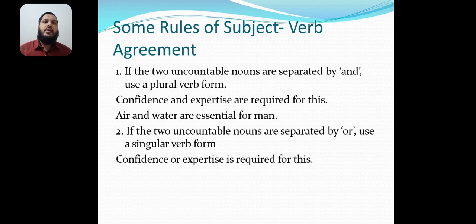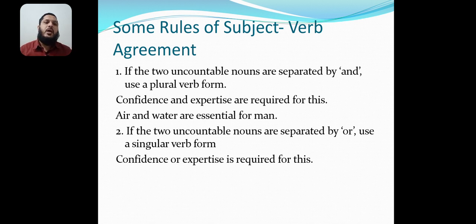Rule number 1. If the two uncountable nouns are separated by and, use a plural verb form. Look at the example here. Confidence and expertise are required for this. Here, two uncountable nouns are joined with the word and. So, the verb is plural.